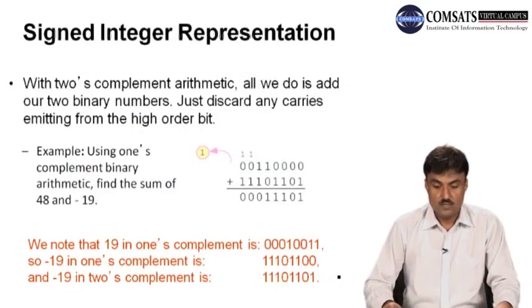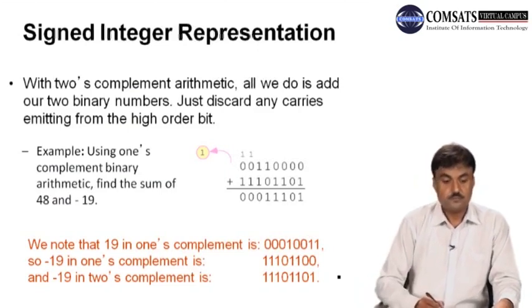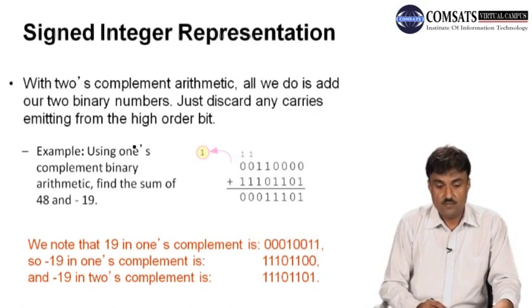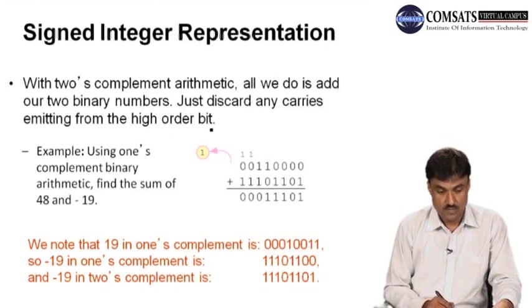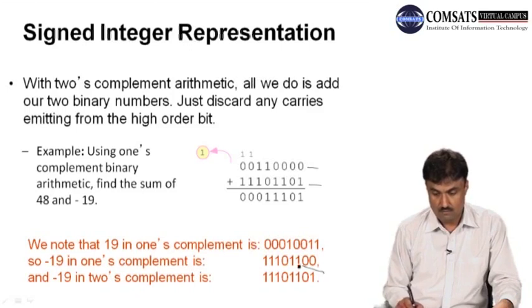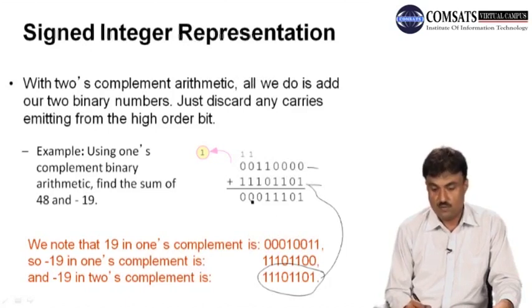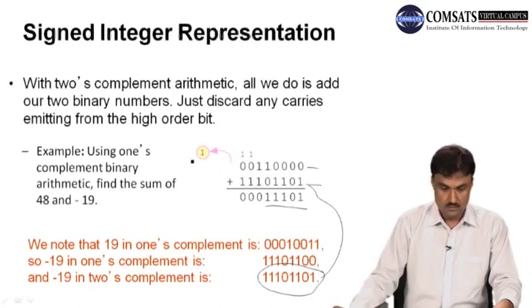So now we will perform signed addition of binary numbers using 2's complement arithmetic. With 2's complement arithmetic, all we do is add our two binary numbers and discard any carries emitting from the higher order bit. For example, here we have 48 and minus 19, like the previous example. The 2's complement representation for minus 19 is here, the same value we have shown at this point. If we perform this addition, this is the value that we got, and here we got a carry, so we discard this carry and you get the result.